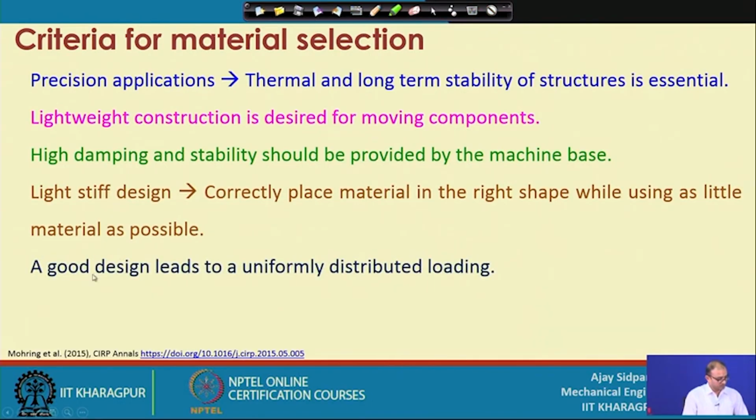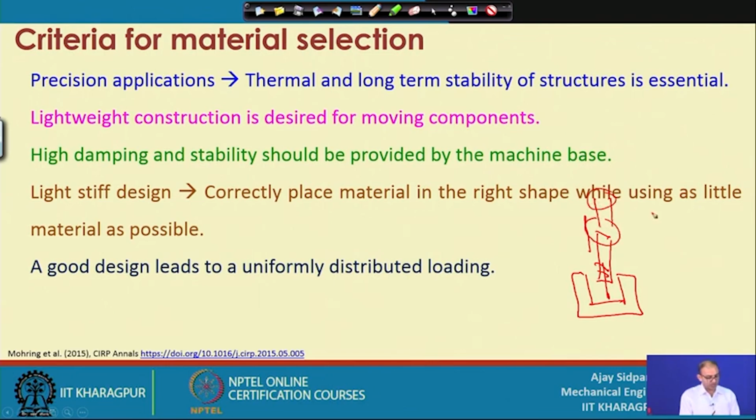So, now what is a good design? Good design leads to uniformly distributed loading. Now, we know that we have loading at one concentrated point. When you do a machining operation and this is your workpiece, and when you are drilling, whatever thrust force is occurring here goes to the collet and then from the collet to the spindle housing, correct. So, when it is going from one component to another component, the distribution of loading should be uniform.